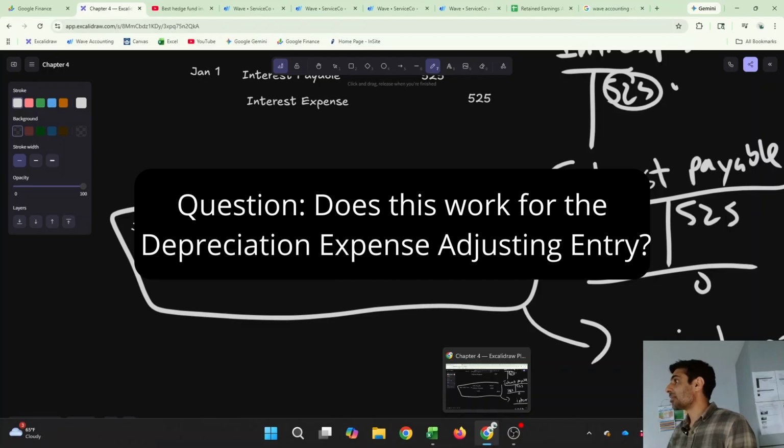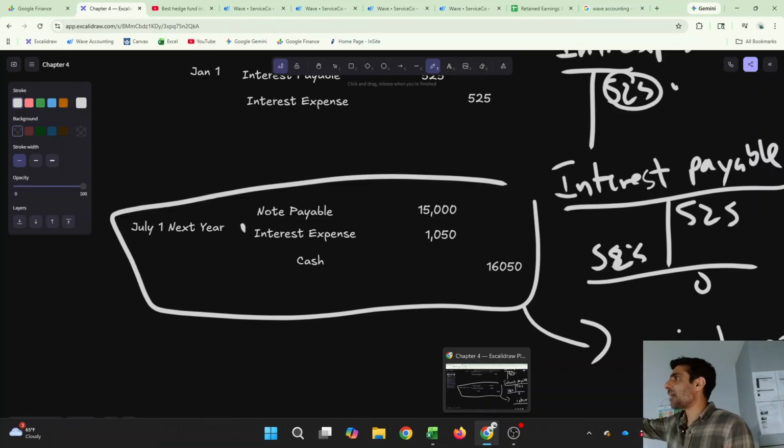Because that's a deferral. This only works when the cash is transacted after. Depreciation is a deferral. Depreciation is when you buy the machine first, the cash transacts.